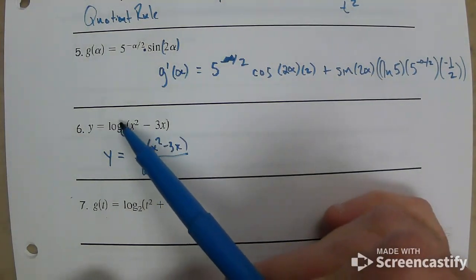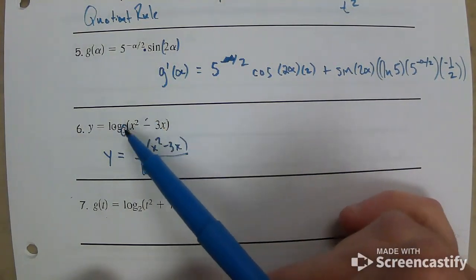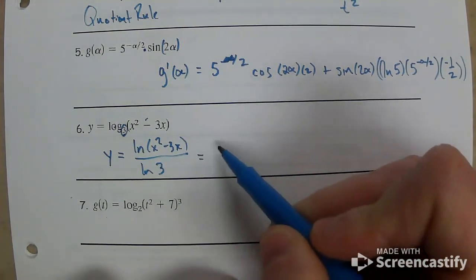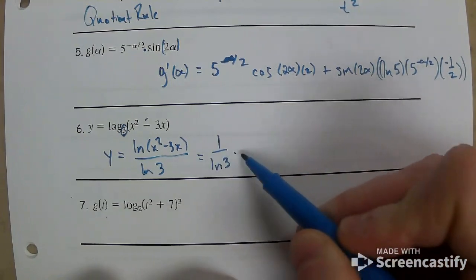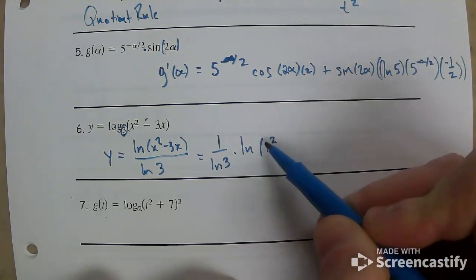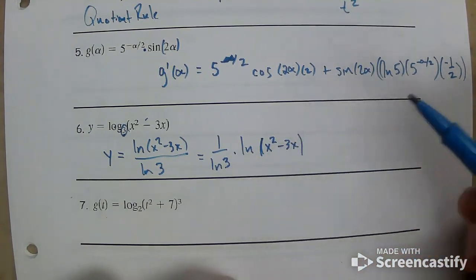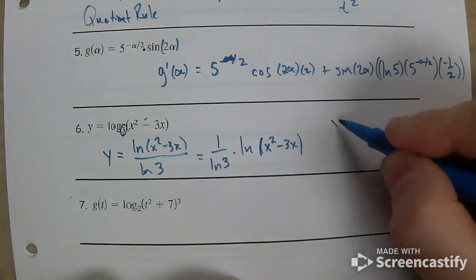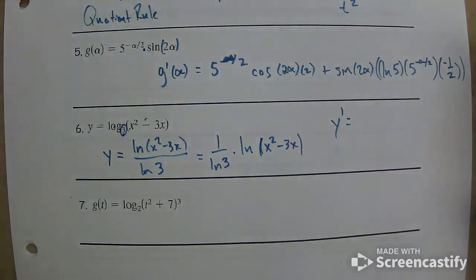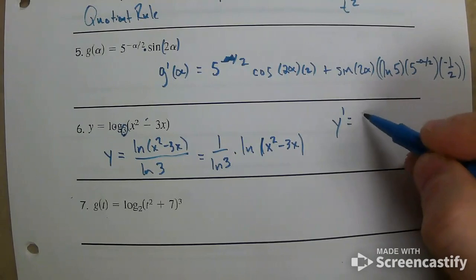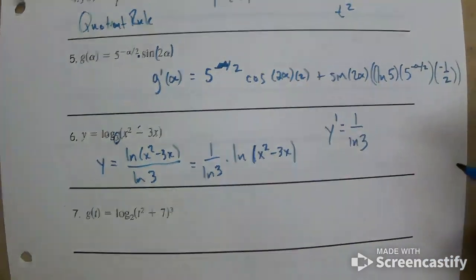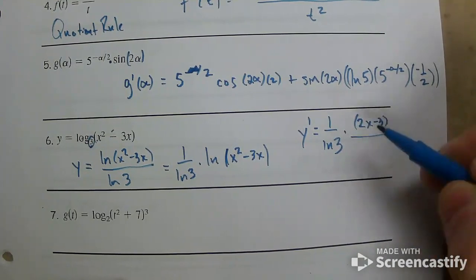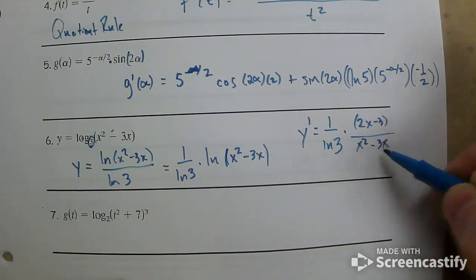Change of base just says if we're in this form, it's natural log of that over natural log of that. Okay. So if this is the case, this is the same as me saying 1 over natural log of 3 times natural log of x squared minus 3x. So we know how to take the derivative of this and this is just a scalar. So at the end of the day, it's really the same thing that we learned at 5.1, except you got to multiply by the scalar. So it's going to be 1 over natural log of 3 times u prime, which is 2x minus 3, all over u, which is x squared minus 3x.